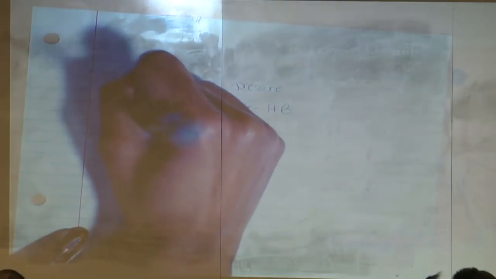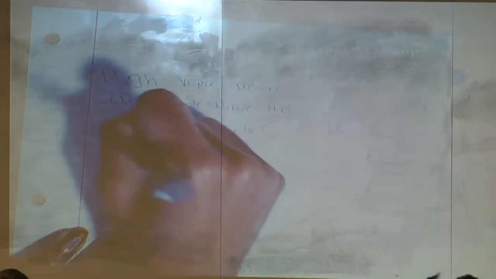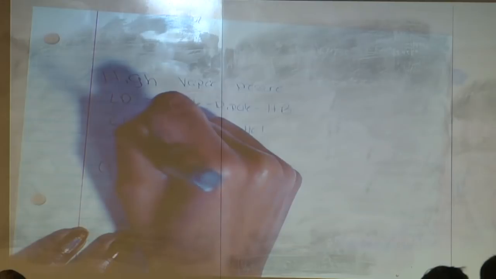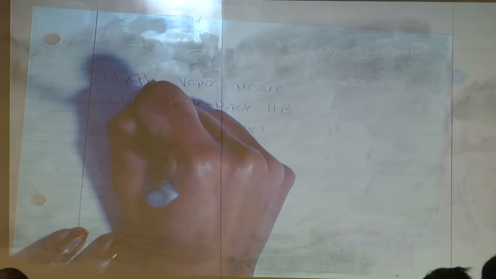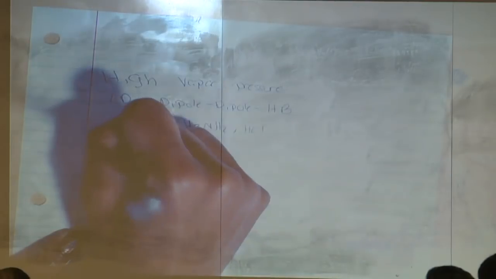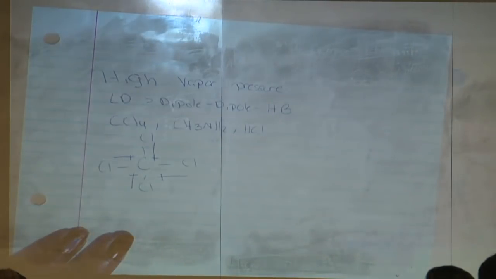So we have CCl4, CH3NH2, and HCl. So CCl4 has 4 polar bonds, carbon being the partial positive, and then chlorine having the partial negatives. So these are all polar bonds, but they're going to cancel out. So this is London dispersion.